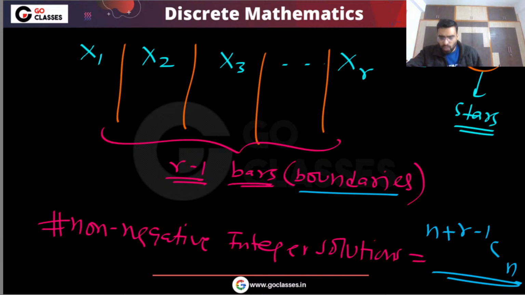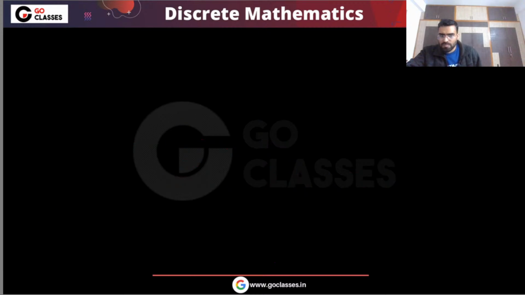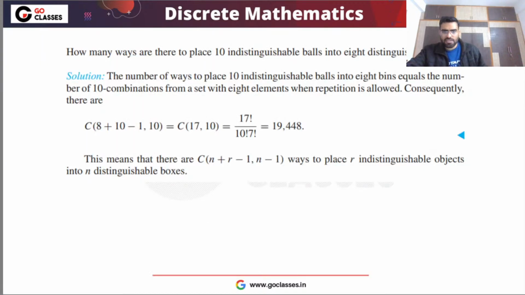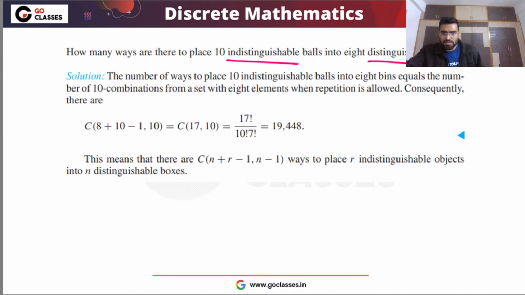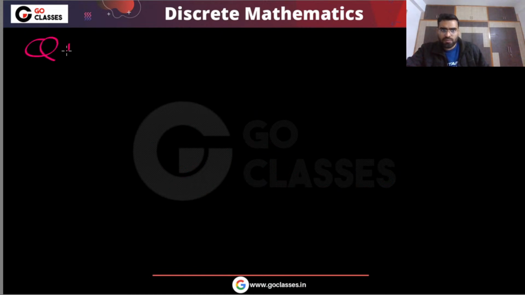So finally, the number of non-negative integer solutions will be n plus r minus 1 C n. Okay, so let's see what problems fall under this category. For example, directly the IODB template: 10 identical balls and 8 different boxes. This is question number 1.